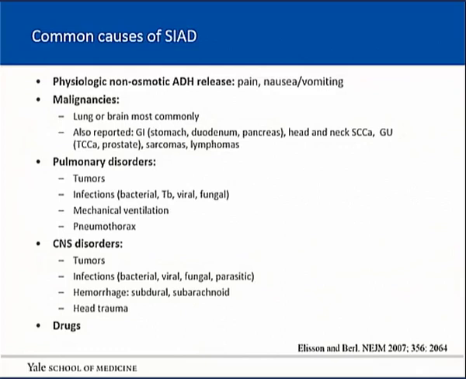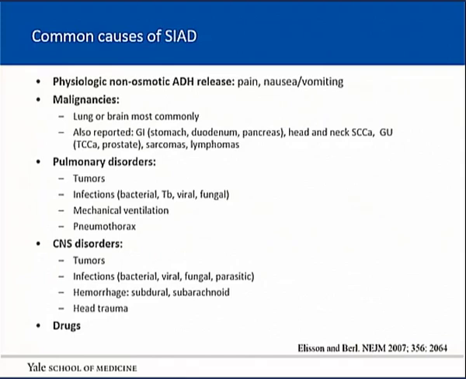Very good. So SIADH is important to remember. It's probably something with a good chance of being on the boards as a cause of hyponatremia. There are several common causes. Remember the importance of physiologic, non-osmotic causes of SIADH release, especially pain, nausea, and vomiting. Nicotine is another important one, although not really physiologic. Malignancies, always important to remember, especially in lung or brain, although there have been others reported. Think of any pulmonary disorders and any CNS disorders as also being potential causes.